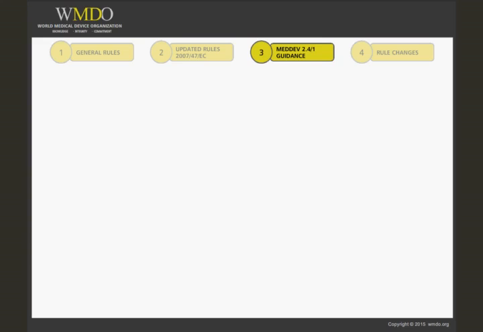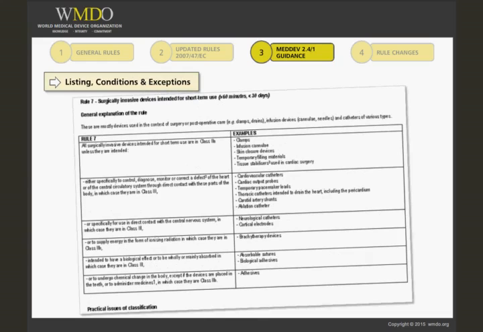The MedDev guidance provides detailed listings, conditions, and exceptions for each rule, with examples of devices that fall under each. Here is an example of the detailed explanation of Rule 7 and all of its indents, along with examples of devices that fall under each indent/classification. Also in this section of the guidance are notes under the heading Practical Issues of Classification that are intended to help with application of the specific rule. The notes may clarify terms in the rule, such as correct a defect of the heart, or administer medicines and their application. As you can see, the MedDev provides detailed guidance on this rule with examples of device classifications, which hopefully makes this process a little less daunting.